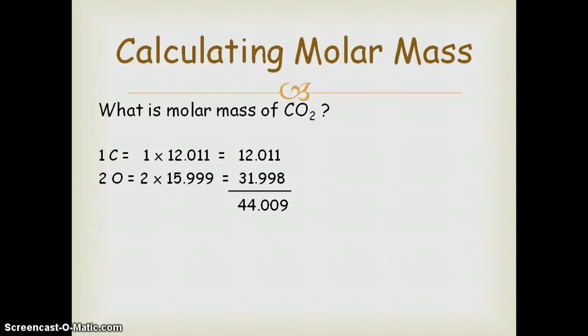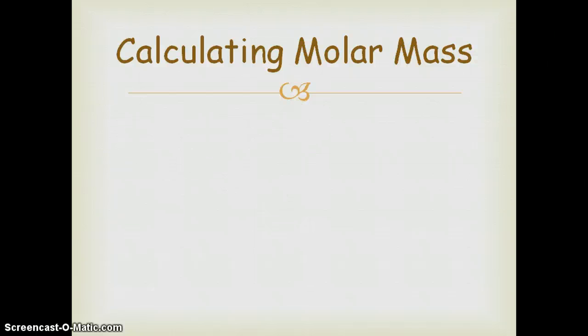So if you had 6.02 times 10 to the 23rd molecules of CO2, you would have 1 carbon and 2 oxygens for every one of those molecules, and it would weigh a total of 44.009 grams per mole. Okay.